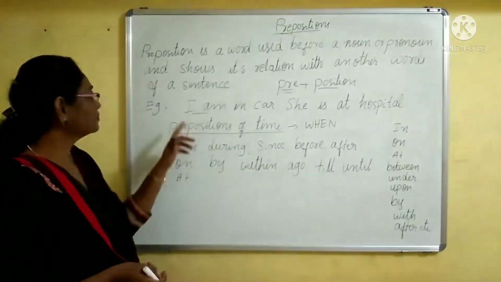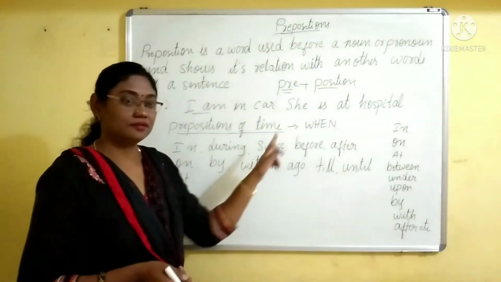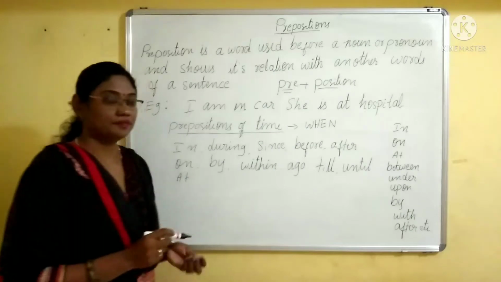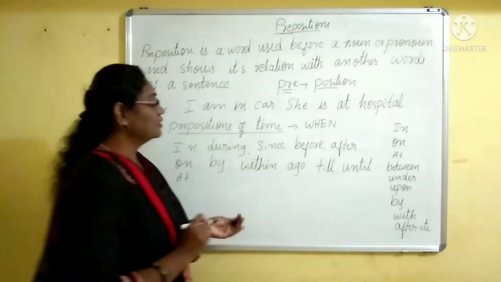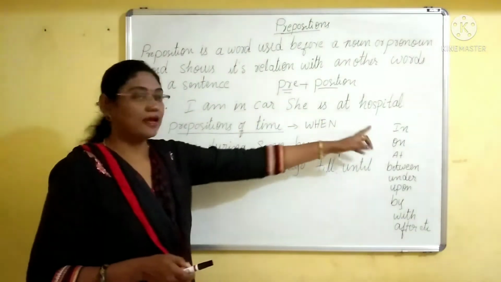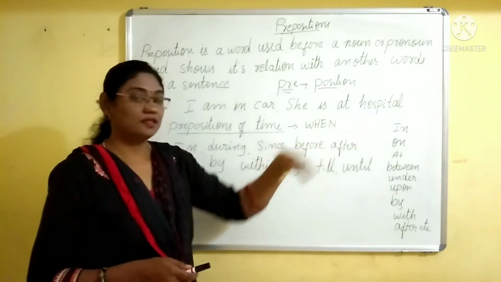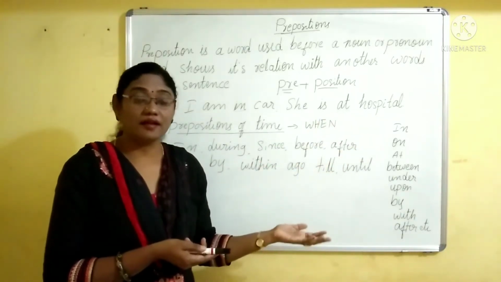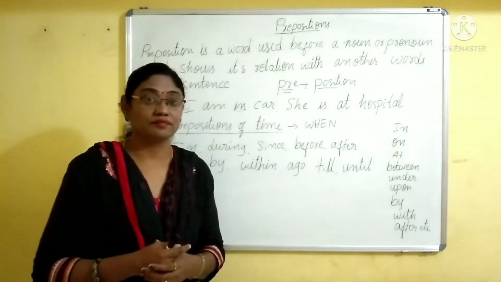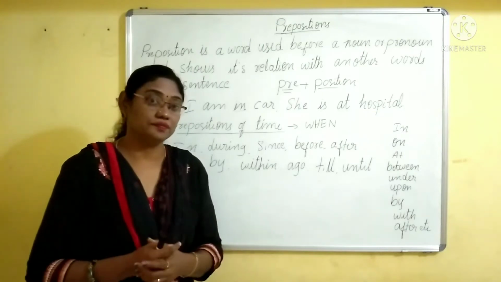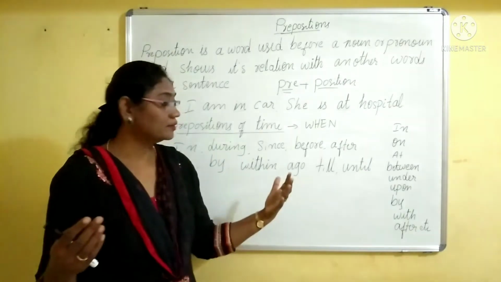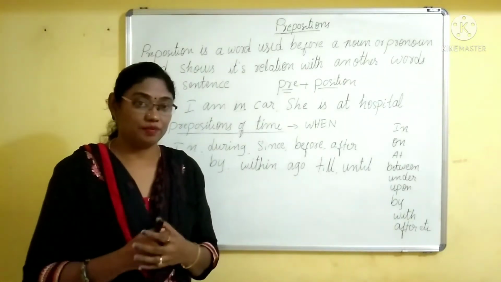Next. I'm in car. So which is the preposition here? Yes, in. I'm in car. In this sentence, at is the preposition: She is at hospital. So where is she? She is at hospital now. And I will say, I'm in car. I'm at school. I'm at hospital. So these words, at, in, on, are called prepositions.